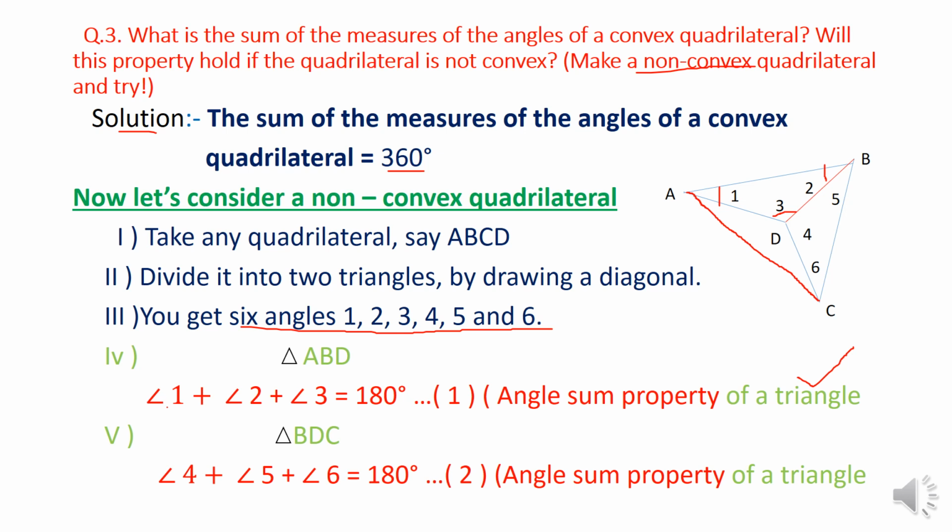Similarly for the second triangle, that is DBC. Here again three angles are there, that is 4, 5 and 6. So we will again add them, and we get angle 4 plus angle 5 plus angle 6 is equal to 180 degrees by the same angle sum property of a triangle.